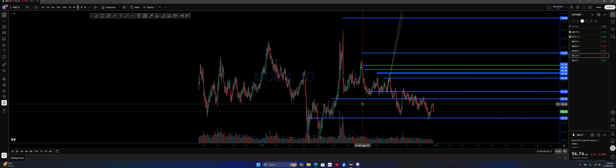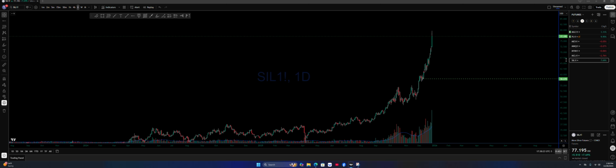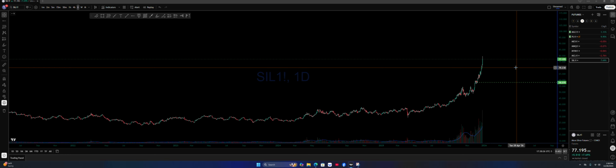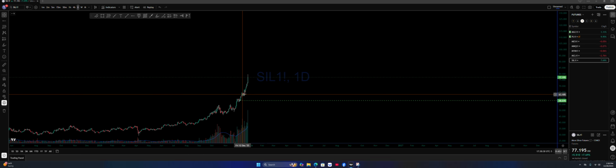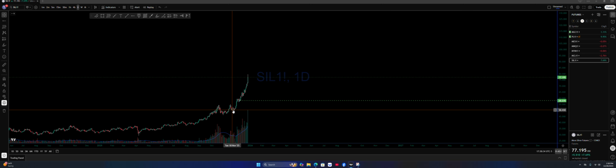YM. I despise oil. I don't even want to try to trade it. Silver is now catching up to gold. It lagged for a little while, but now it just fully took off, basically matching gold's sentiment. So yeah. All right.